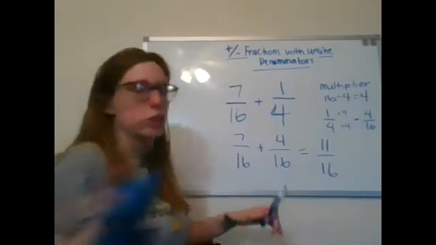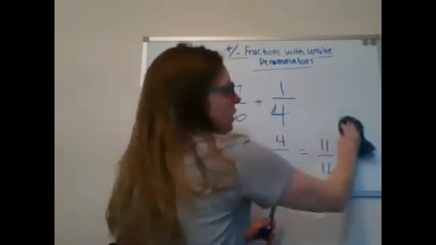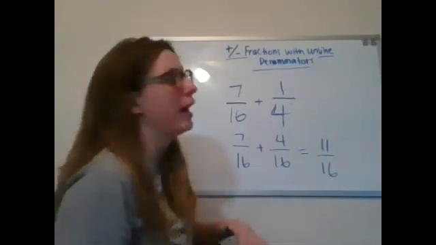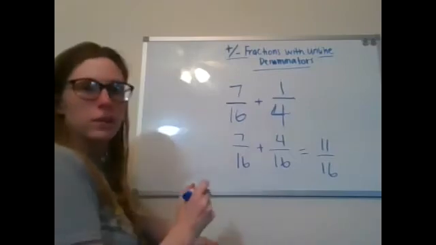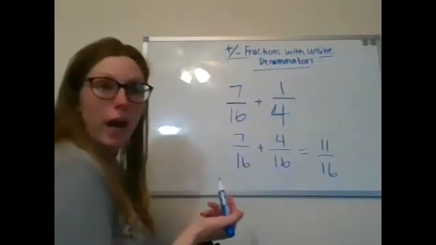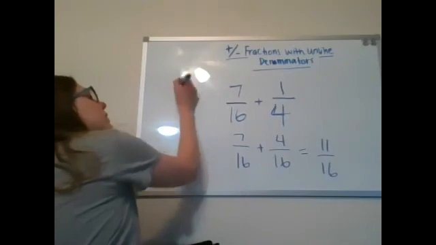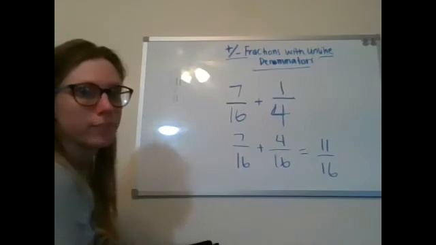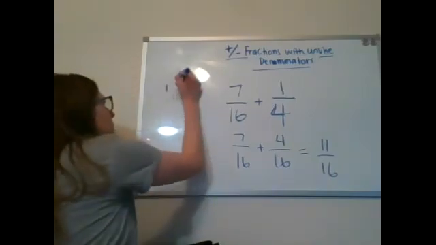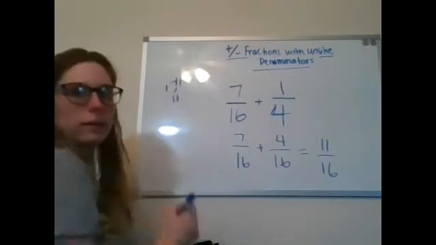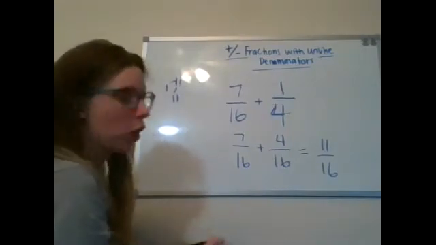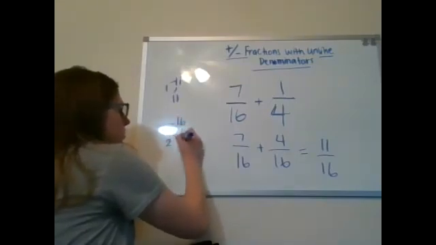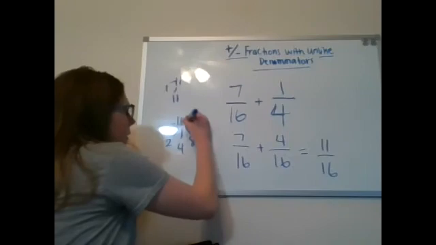And now we have to determine, can we simplify? This is why I chose to do this one next. I went a little out of order from the notes that I had. So I'm going to squeeze over here a little bit. Let's figure out if they have anything in common. Numbers that can go into 11 are just 1 and 11. Numbers that can go into 16 are 1, 2, 4, 8, and 16.